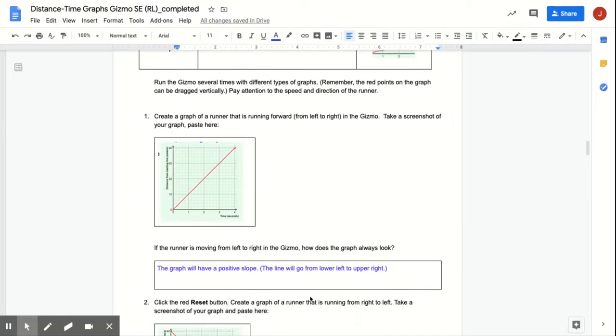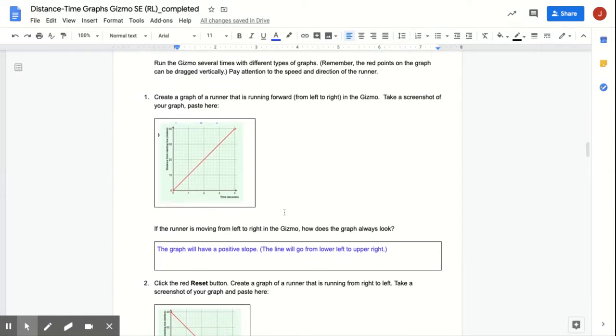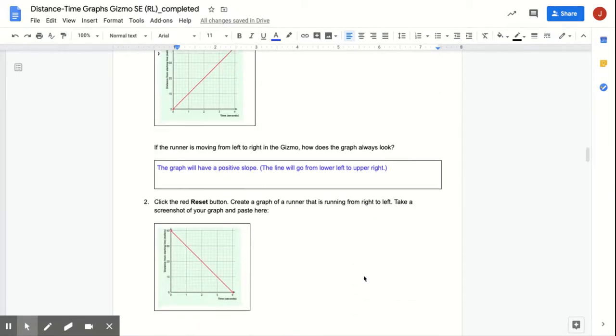Activity B. Now, again, you're screenshotting graphs, so your graphs don't have to look identical to mine, but they should have the key features that mine do. So, create a graph where a runner is moving forward, okay? No matter what, your graph should have a line going up from left to right. So this graph has a positive slope, and the line will go from the lower left to the upper right, and that's how you know the runner is always moving left to right.